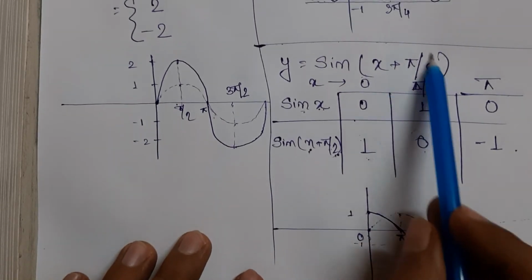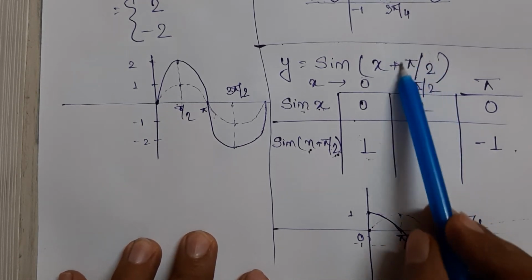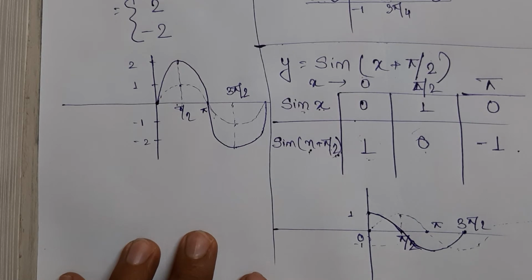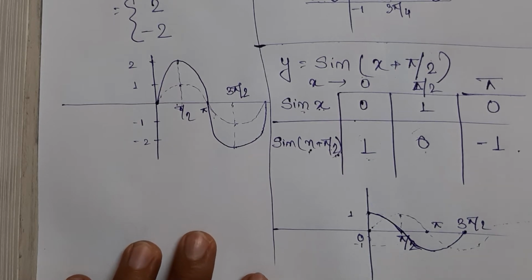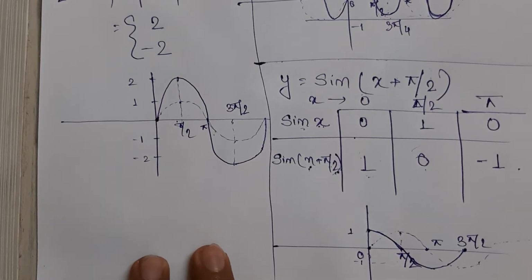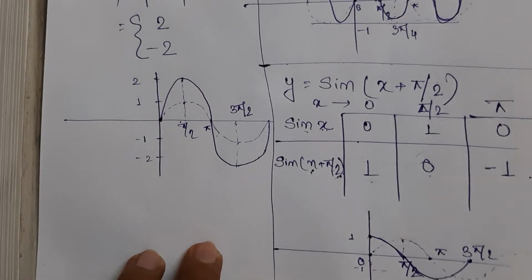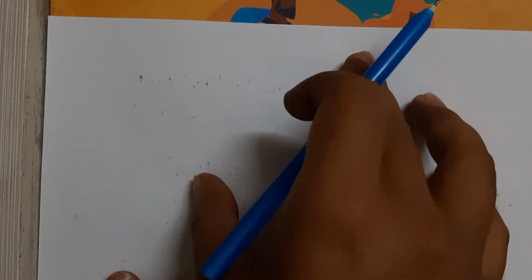Now I have done it for pi by 2, you can check it for pi, you can check it for pi by 4, everything you can check. I am just giving you an example and telling you how to draw the graph, not to mug up how to draw it, okay? These are the basics. Now it will get a little harder. So let us take another easy example.